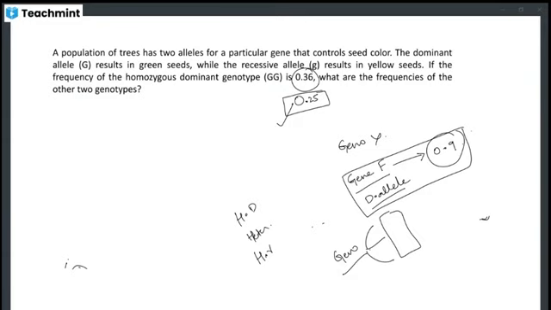So what is Mendel's second law known as? What do you call Mendel's second law? Law of segregation, the Mendel's second law. This is the second law known as law of segregation.